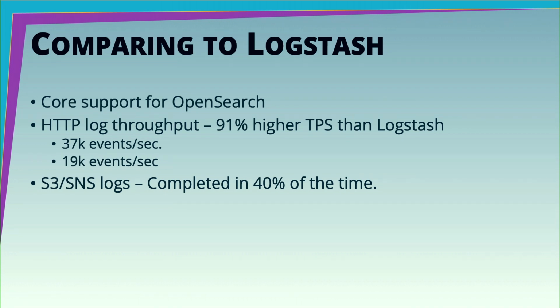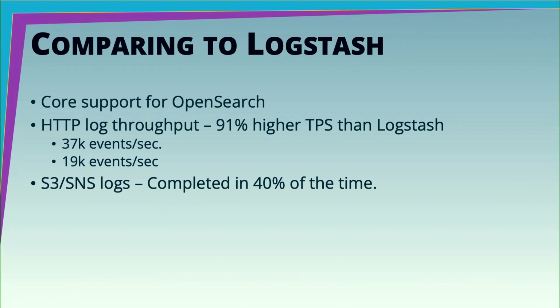We also ran some performance tests against Data Prepper and Logstash. For this first one, we ran tests using Apache HTTP logs. We were generating those logs, and we found that we were able to get 91% higher transactions per second than we got with Logstash. That translated into 37,000 events per second with Data Prepper versus 19,000 with Logstash.